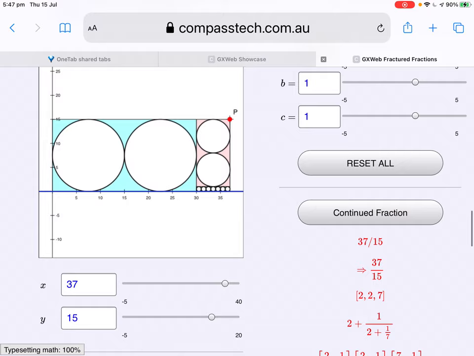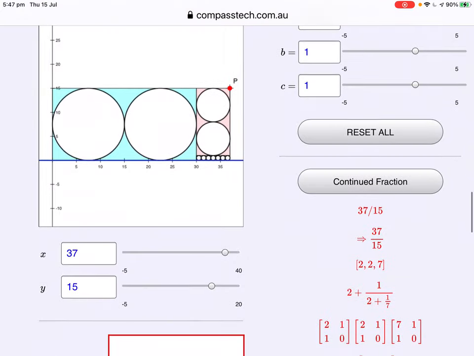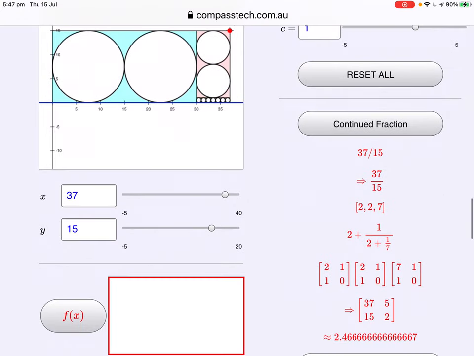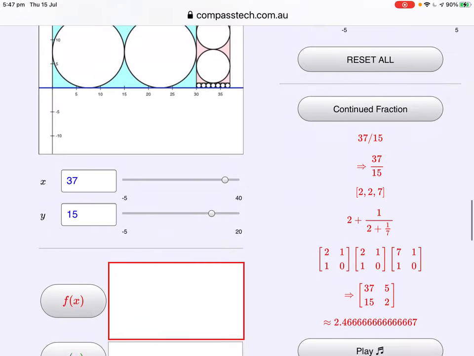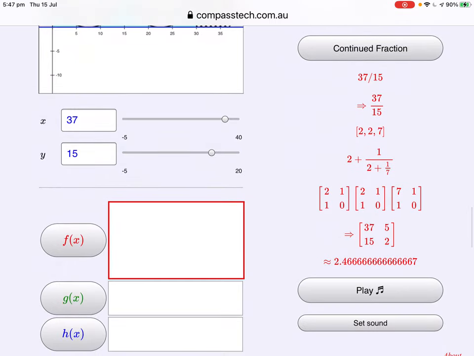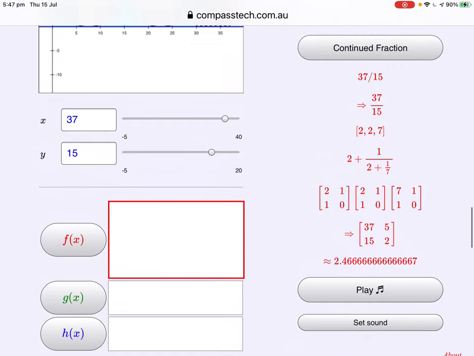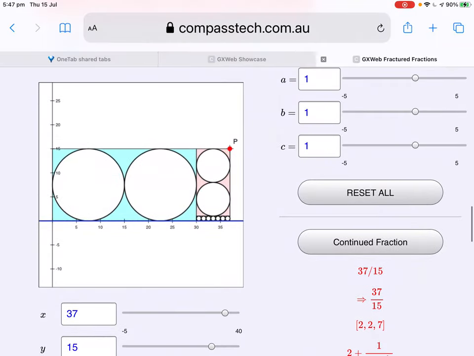Let's see what that... Did you hear that? That's our tool here, playing the continued fraction. So 37 over 15 is 2 and 2 sevenths. Its continued fraction form, you can see, is 2 plus 1 over 2 plus 1 over 7. It's approximately equal to 2.466 and so on. In diagrammatic form, we see the 2, and the 7.